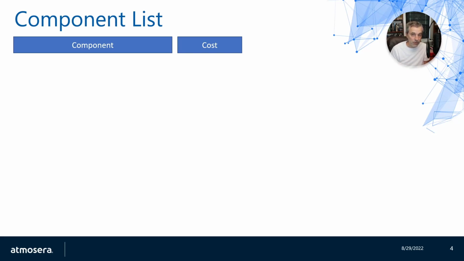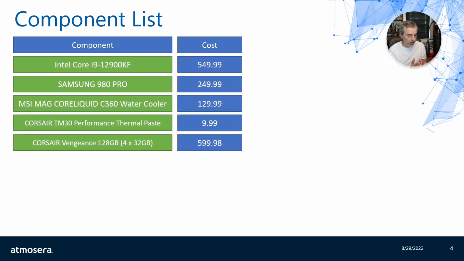Add some tax and some shipping to that, it came out to just over $2,500. So the first components that I selected were the non-negotiables. These are the ones that I must have to make the priorities work for the goals that I have in mind for this PC. So I went with the 12900KF in this case.